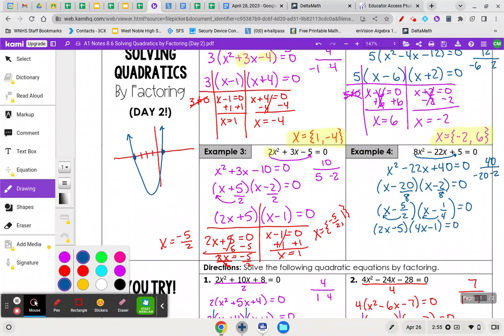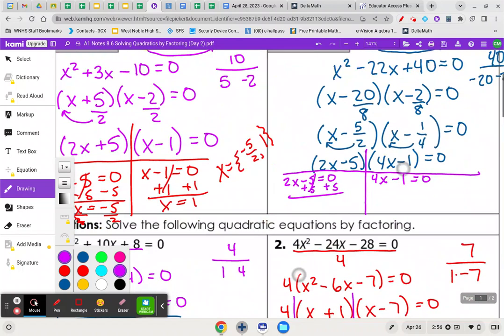Since we are solving, we cannot stop there. We have to set these both equal to 0. So we divide our space here. I think I'm going to run out of room again. We have 2x minus 5 equals 0. 4x minus 1 equals 0. Solve for x. Let's see if I zoom in if it's better.